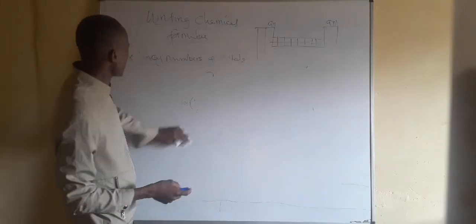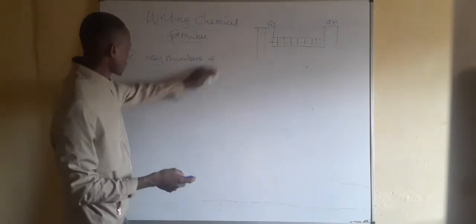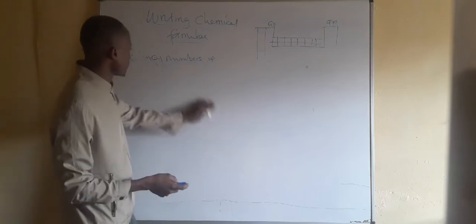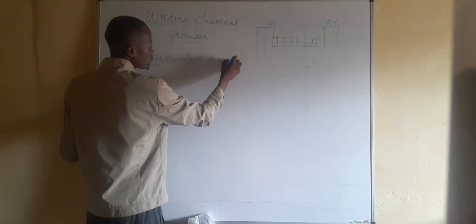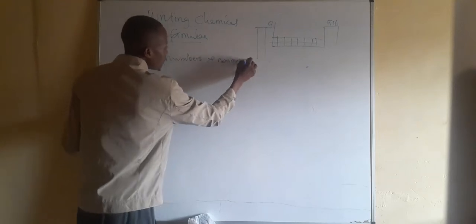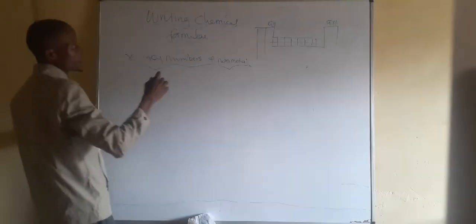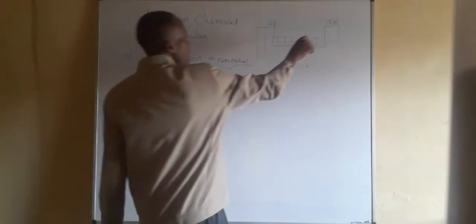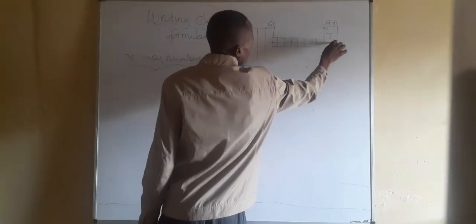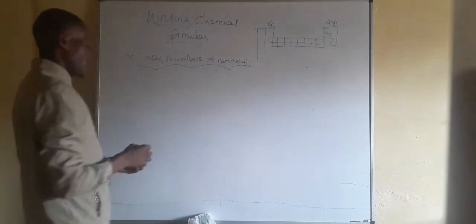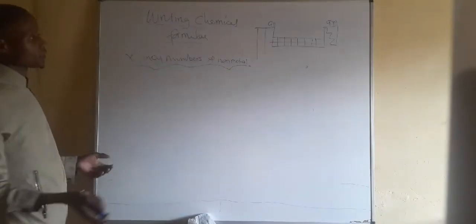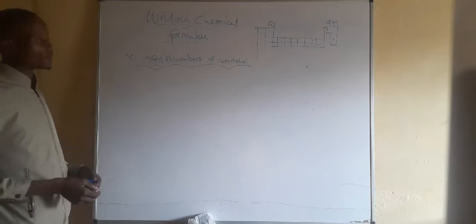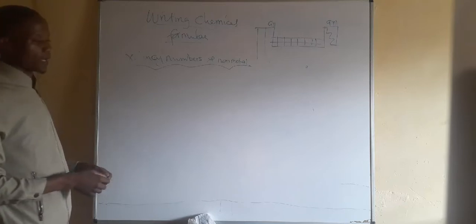Okay. Now, what about the valence numbers of nonmetals? Nonmetals, we're talking about the elements on this side here. The elements in group 4, group 5, group 6, group 7, and group 8.